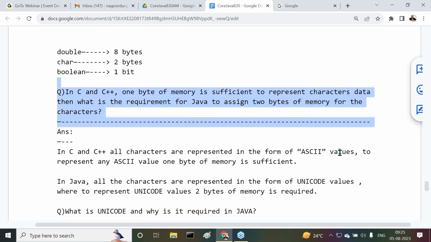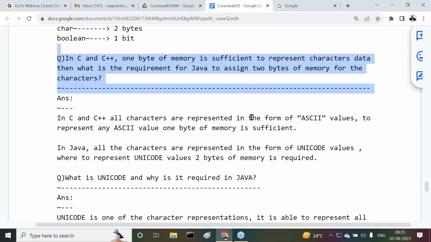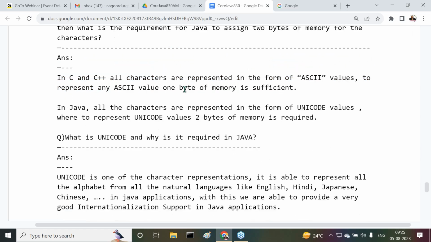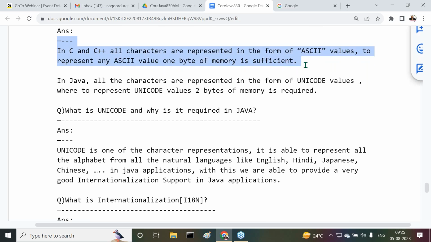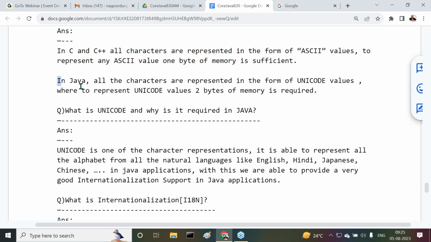That's it, guys. Now this is about the sequence of questions we have on this particular point. Just 1 minute, try to understand. In C and C++, 1 byte of memory is sufficient to represent character data. Then what is the requirement for Java to assign 2 bytes of memory for characters? In C and C++, all characters are represented in the form of ASCII values. To represent any ASCII value, 1 byte of memory is sufficient. In Java, all characters are represented in the form of Unicode values, where 2 bytes of memory are required.